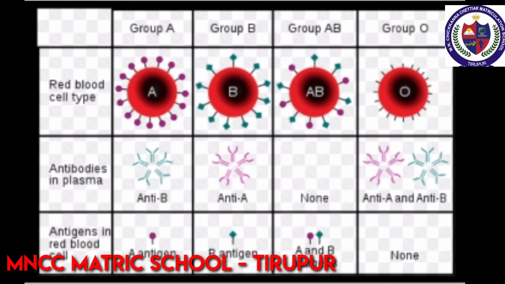Persons with AB blood group are called universal recipients, as they can receive blood from persons with any blood group. Persons with O blood group are called universal donors, as they can donate blood to persons with any blood group.